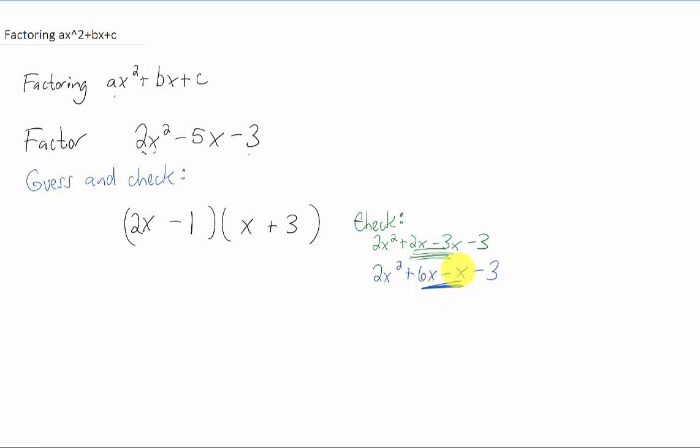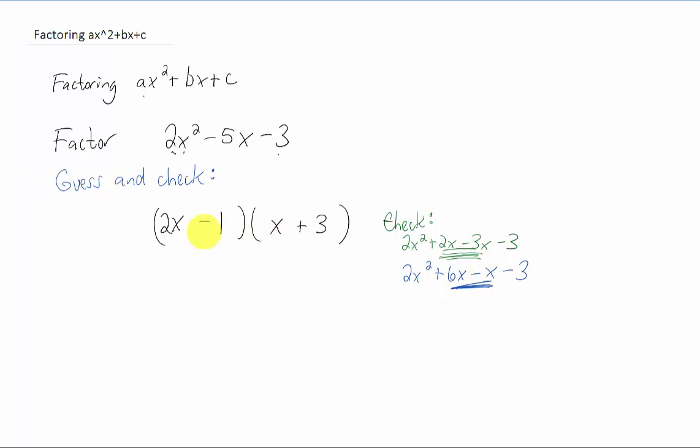Which suggests that we just got our signs wrong. So all we need to do now is go in and change our sign. So that one's negative and that one's positive. And now when we check by multiplying this thing out, we get 2x squared minus 6x plus x minus 3. That's the one that's going to work. So that is how we factor that trinomial. Now, in reality, it usually doesn't take this long. What you'll typically do is do the check step in your head and come up with that answer fairly quickly.